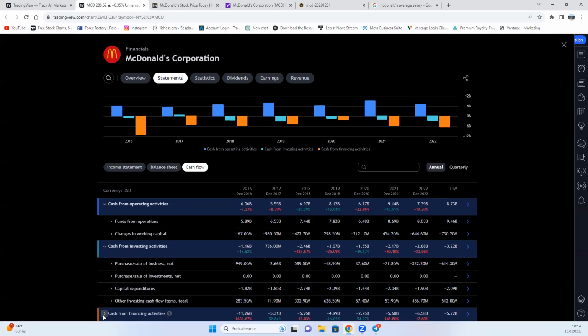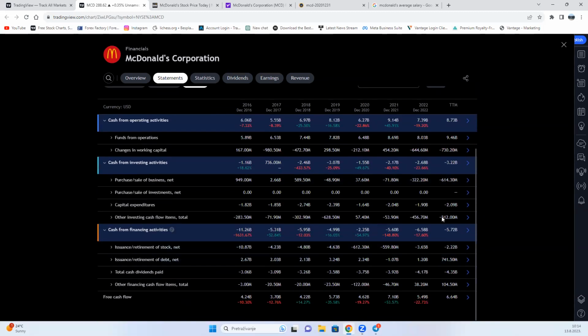So, the cash from financing activities, so they spent 3.65 billion buying back their stock, it looks like you said? Yes.